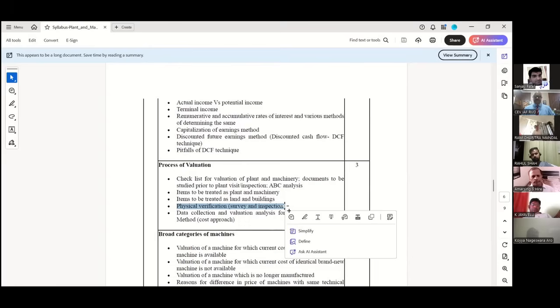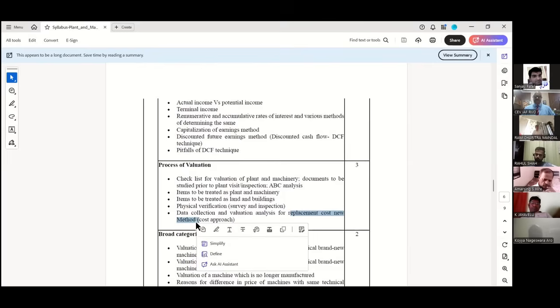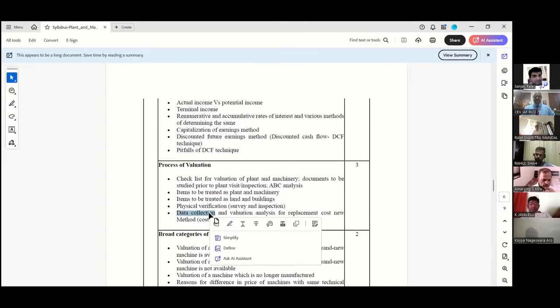Some logical questions will come from these points. Next, data collection and valuation analysis for the replacement cost new method under the cost approach. You are going to do valuation by the replacement cost method under the cost approach. Which types of data will you collect?